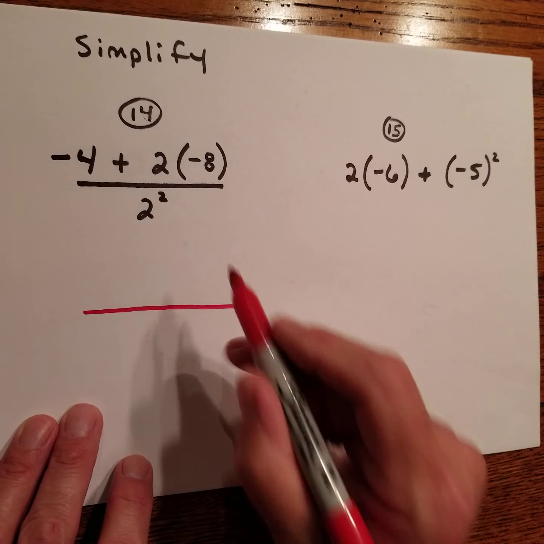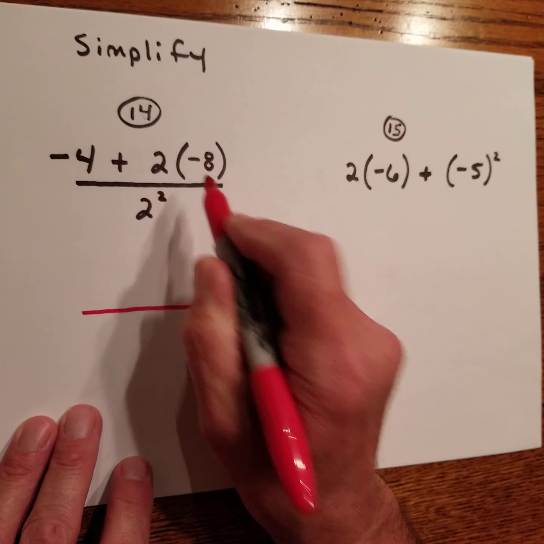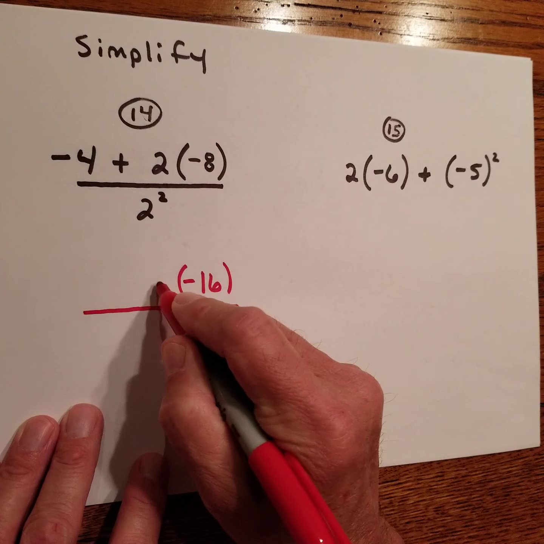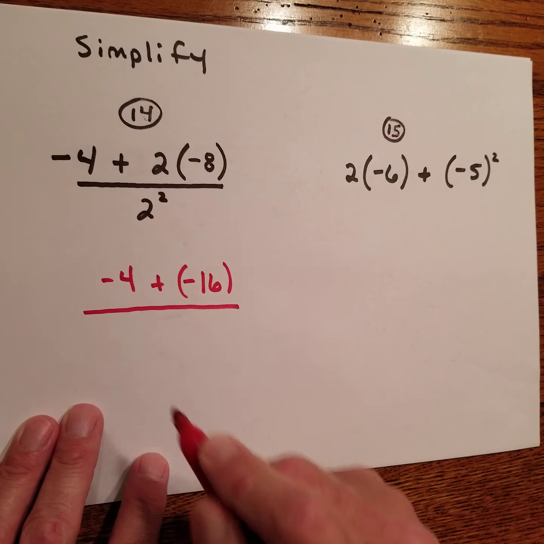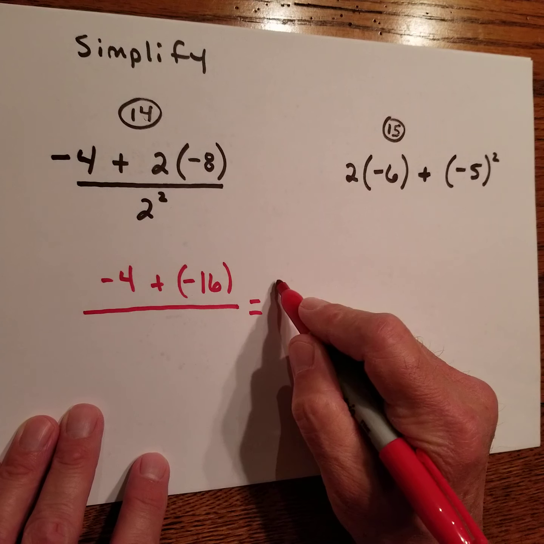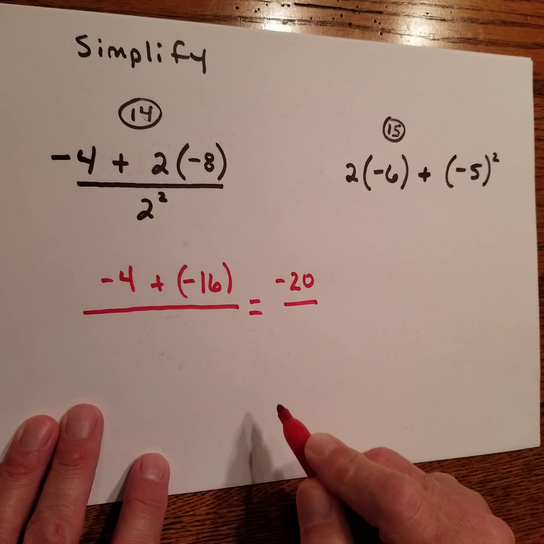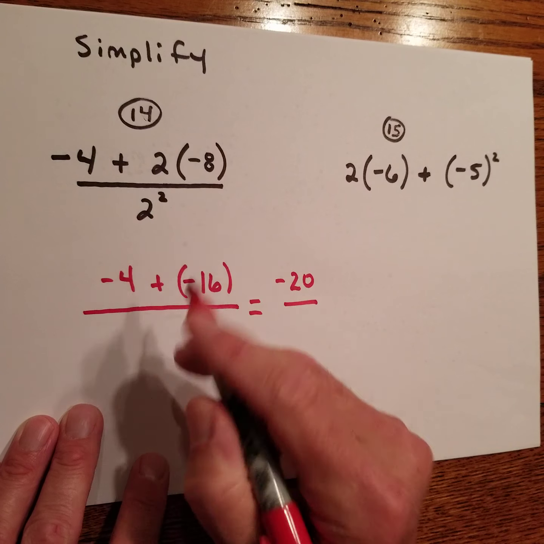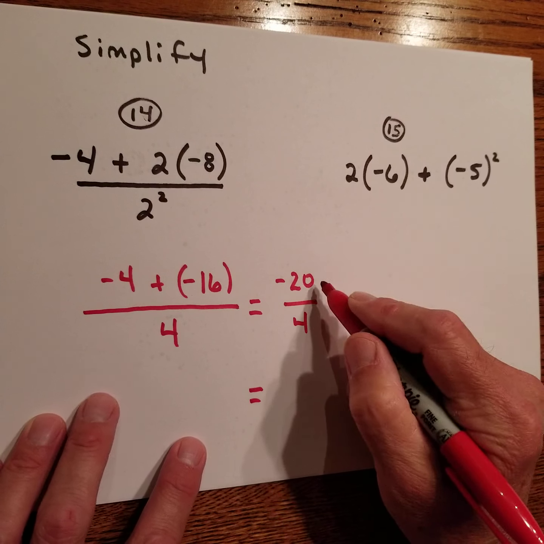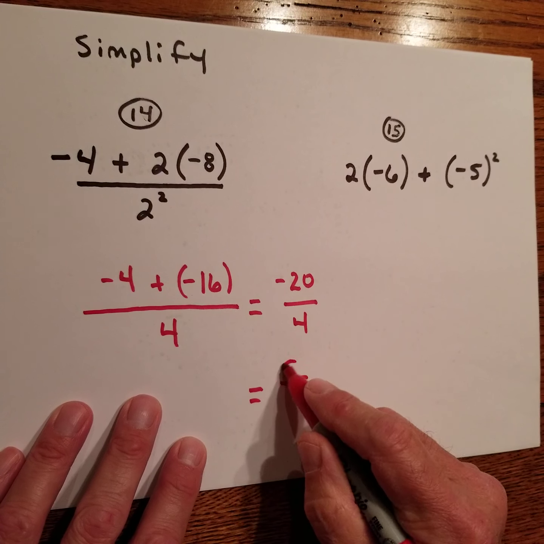Let's start with the top. Multiply first. 2 times -8 is -16. Finish the top. -4 and -16 is -20. In the bottom, 2 times 2 is 4. And a negative divided by a positive is a negative.